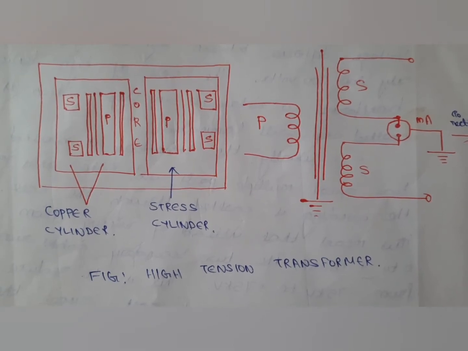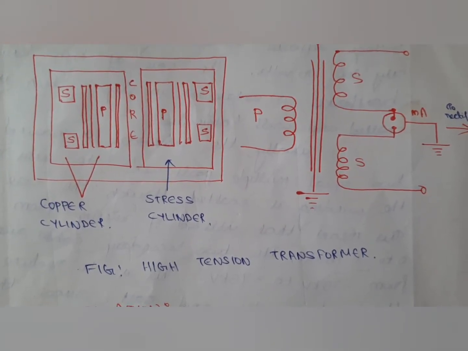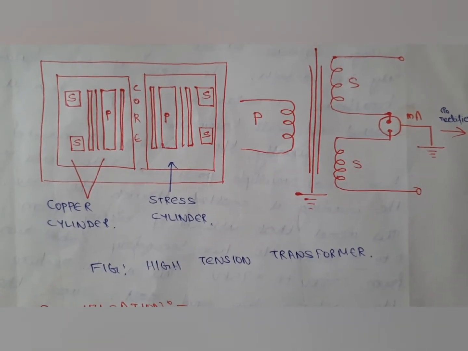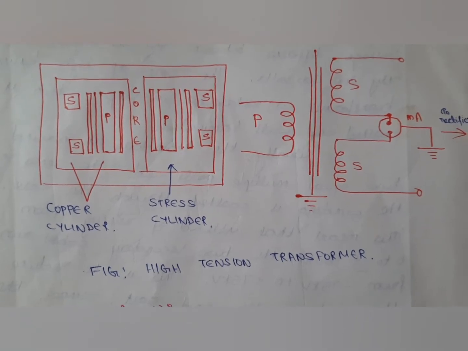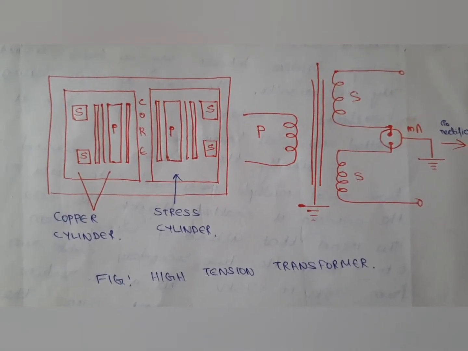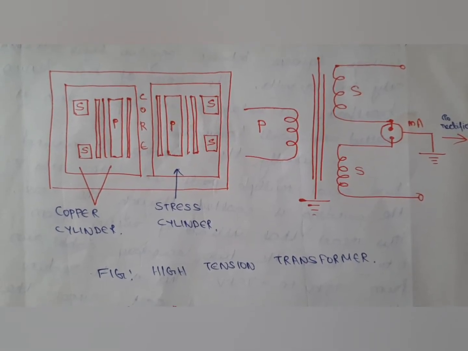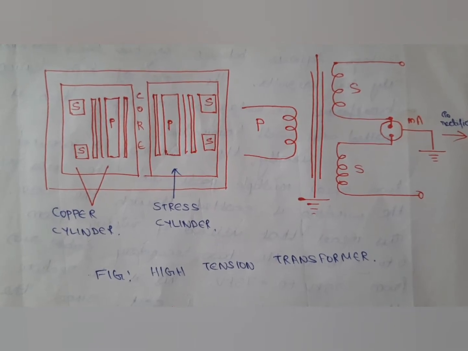So we have learned about the autotransformer. Now let us learn about the high tension transformer. The autotransformer can be used both as a step-up transformer as well as a step-down transformer, whereas the high tension transformer is a step-up transformer. That means it is used to convert low voltage into high voltage.